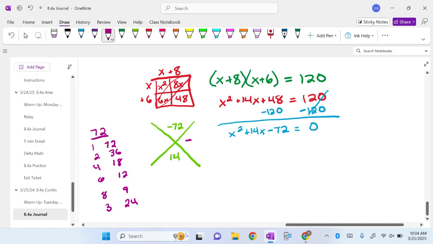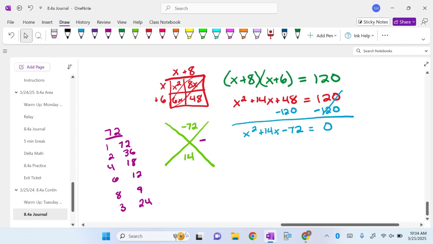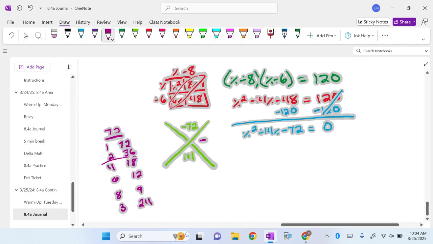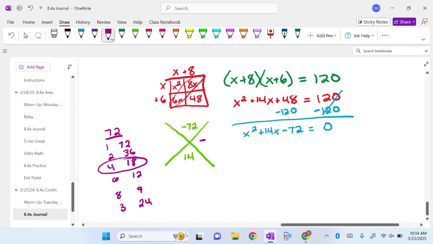All right. So, out of all of this set of factors, if I made one of them negative and added it to its corresponding pair, what set would work? 4 and 18. All right. So, if we use 4 and 18, which one has to be negative to give us positive 14? The 4. So, I have negative 4 and 18.